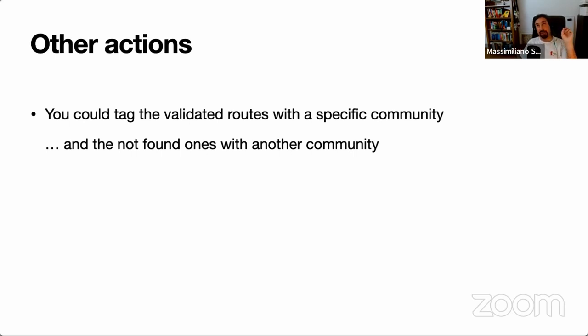Now, some people, instead of discarding the BGP announcement for invalid routes, tag them with a specific community and then null route them. That's also a valid way. But the recommended way would be to just discard those BGP announcements.